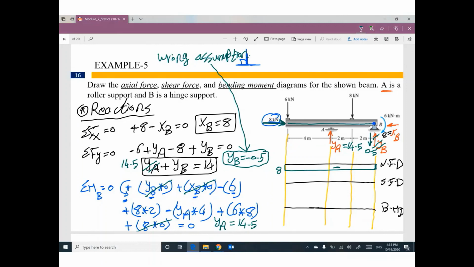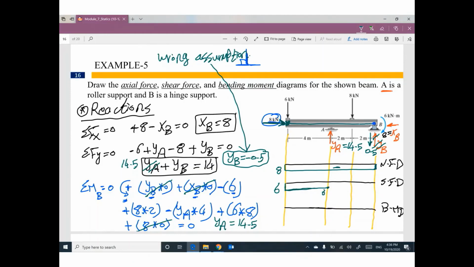Shear. I will go up. I will go down. Based on the force, I will go up if the force is going up. I will go down if the force is going down. But you have to start from left. What do you have in your left? I have 6 kilonewton coming down. So I will go down by 6. Keep walking. Nothing, nothing. Keep walking at 6. Until this point, we are at 6.